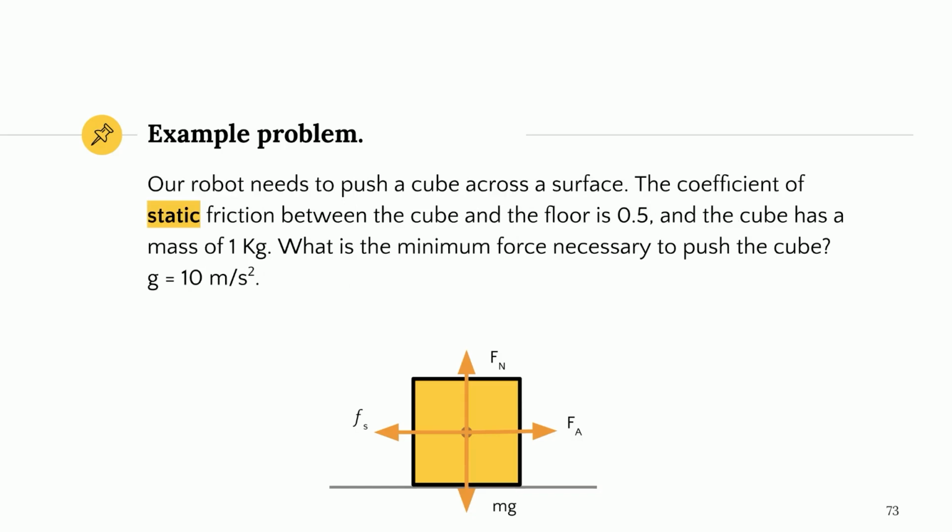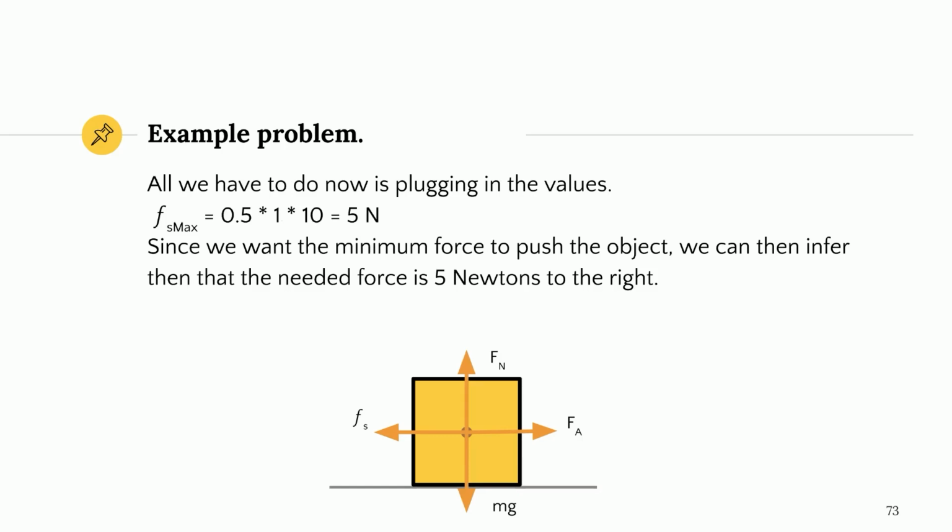So if we go back to the initial problem, I hope you guys now have enough information to solve how much force is necessary. Okay, let's find out what the answer is. All we have to do now is plug in the values. F of s max equals 0.5 times 1 times 10, which is equal to 5 newtons. Since we want the minimum force to push the object, we can infer that the needed force is 5 newtons to the right. There we go. Somebody got it right in chat.